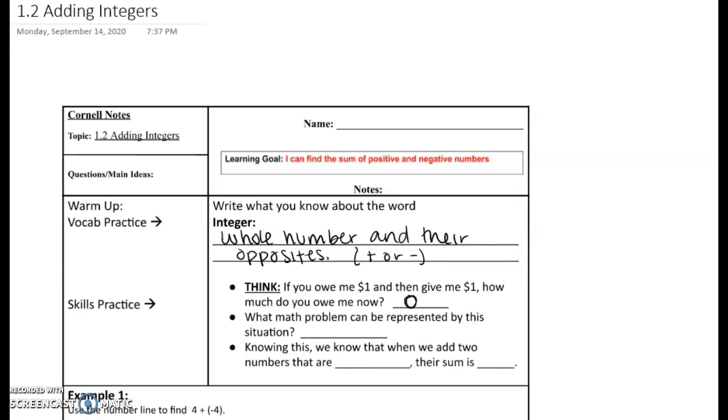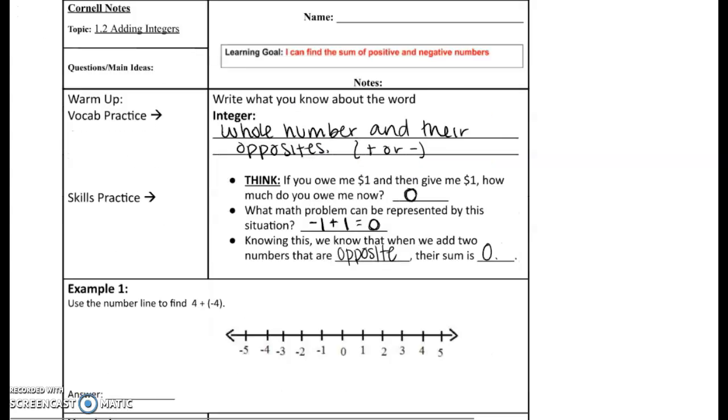If I owe them $1, that means I'm in debt, or negative $1. And then I give them $1, so now that's going to be positive because I gave them, so plus $1. And now I owe $0. So knowing this, we know that when we add two numbers that are opposite, their sum is 0. So -1 and +1 are opposites, and when you add them together, we get 0. So that leads into kind of what we're doing.